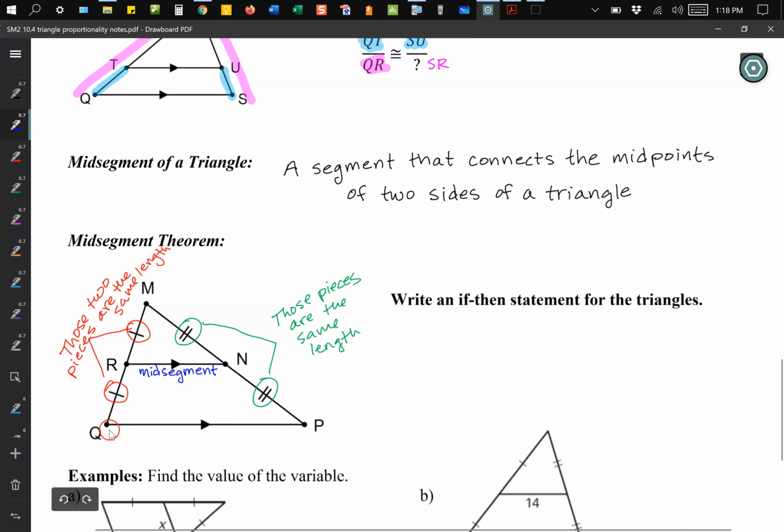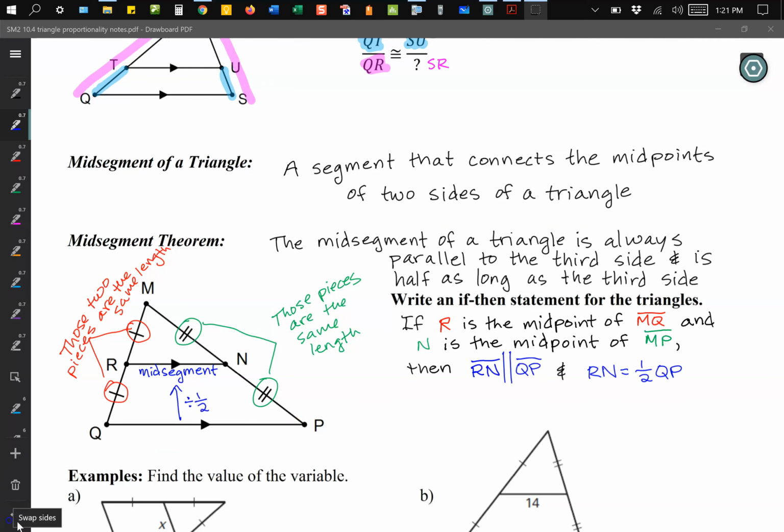So if I know how long this side is, side QP, and I want to know how long the midsegment is, all I have to do is divide the length of this by 2, and I'll find out how long the midsegment is. If I know how long the midsegment is, and I want to know how long the side is, all I have to do is multiply by 2. So let me write this up for you. So I've written this up for you.